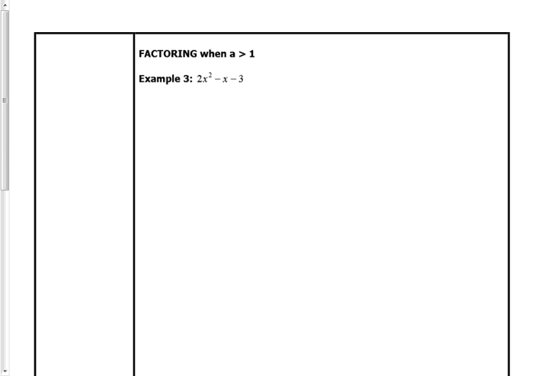Okay, now this says factoring when a is greater than 1. Remember, the a was the quadratic term, which was the one that was written first, the one with the x squared. So when the a is greater than 1, we have to do a different step here.